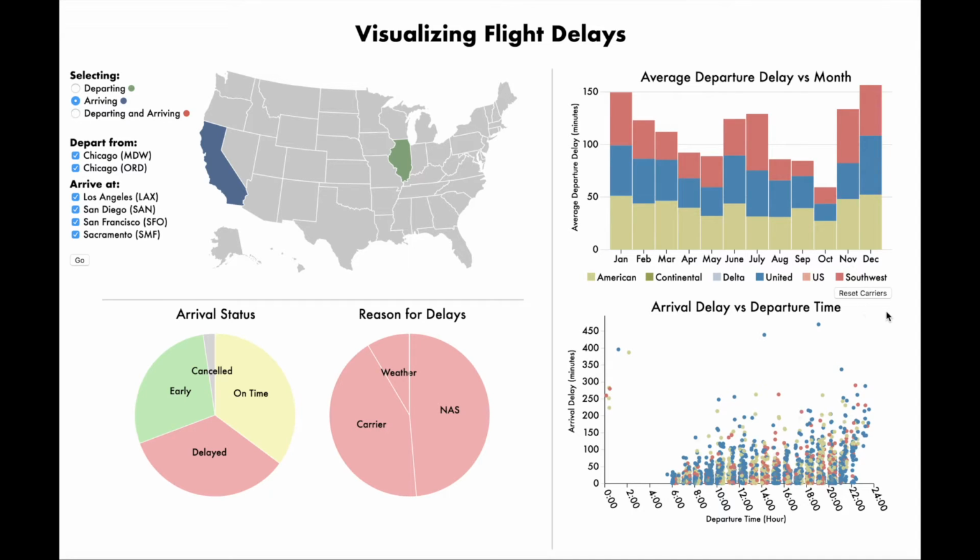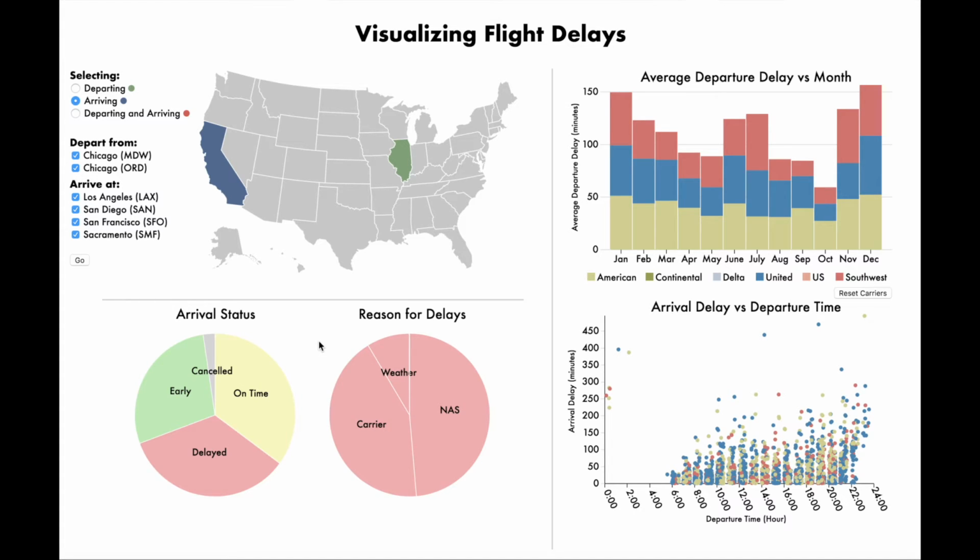Below the bar chart, we have arrival delay versus departure time as a scatter plot, allowing users to better view different trends over the time of day. You can also hover over individual points to see the flight number, arrival delay, and departure time of that particular flight. In the bottom left, we have arrival status in a pie chart. This shows which portion of flights were on time, delayed, early, or canceled. We also have reason for delays, showing for the delayed flights how many of them were due to different types of delays. A user can hover over each segment in the pie chart to look at what that delay means.